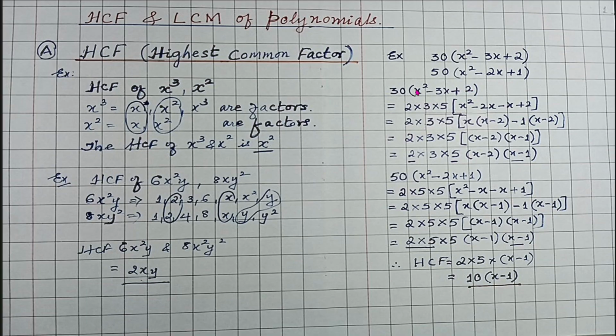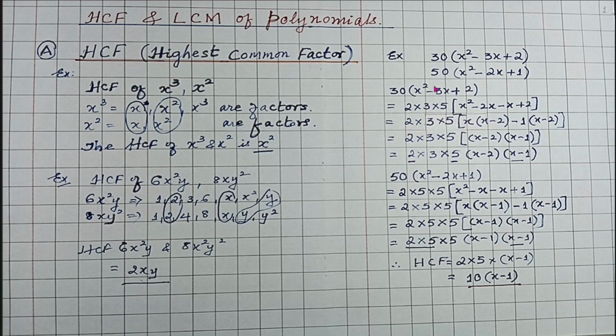The method is: 2 into 1 is 2, so when I multiply I should get 2, and when I add I should get −3x. Therefore, splitting, we get x² − 2x − x + 2. Then pair it, group it, and take common. We group it as x, pair it here. x is common: x(x − 2), then −1 is common: −1(x − 2). Then what is common here? x − 2 is common, and (x − 1). Therefore the factorization of 30(x² − 3x + 2) will be 2 into 3 into 5 into (x − 2)(x − 1).